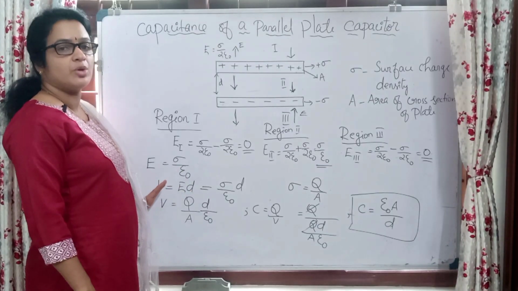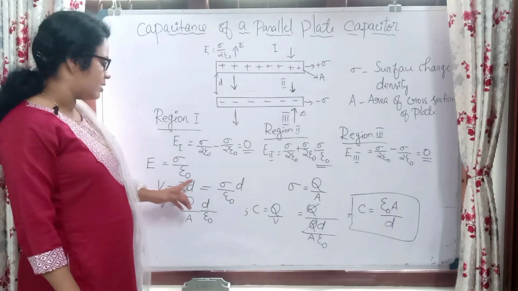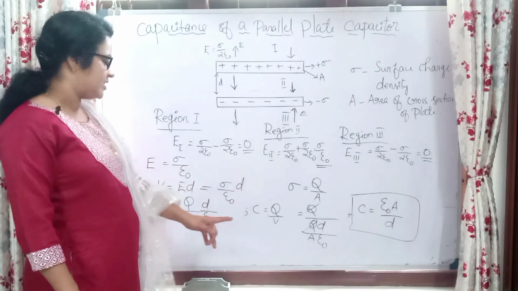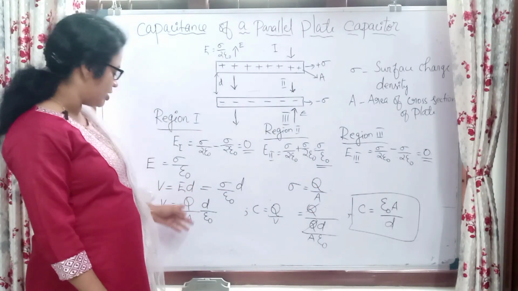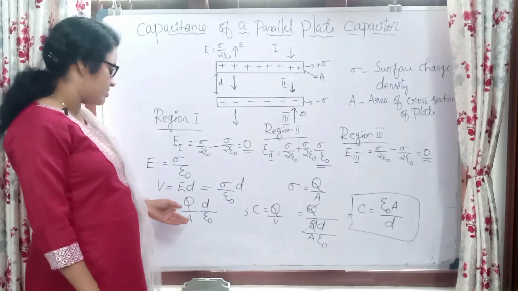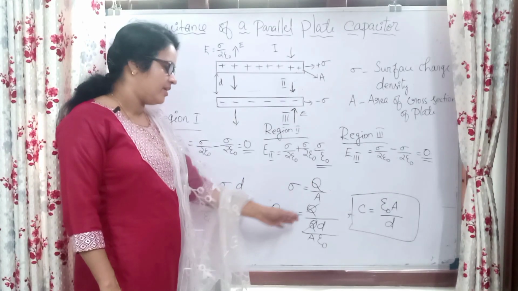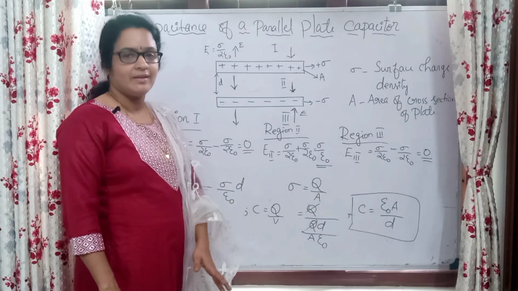Now we can use the equation V is equal to E into D for finding potential. So E is equal to sigma by epsilon 0, that value we can substitute into D. Then sigma is equal to Q by A, that is the surface charge density. Then that also we can substitute. Then the equation becomes QD by A epsilon 0. Then C will be equal to Q by V. So we will get C is equal to epsilon 0 A by D.